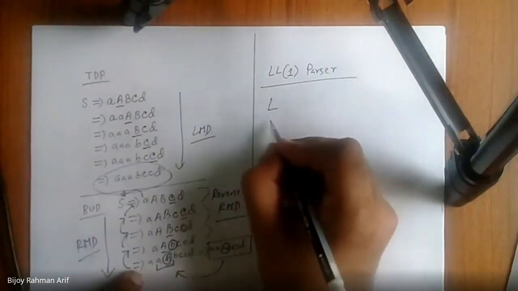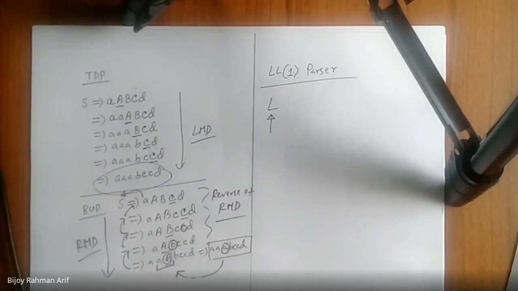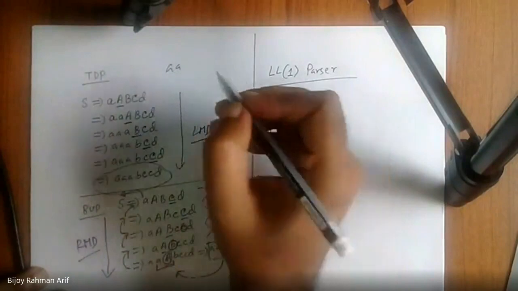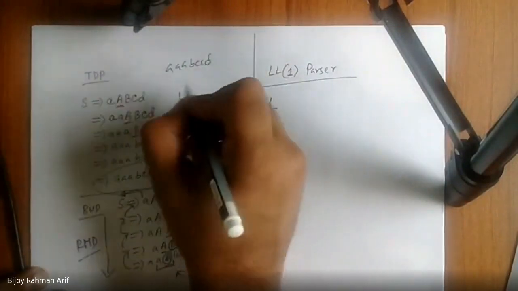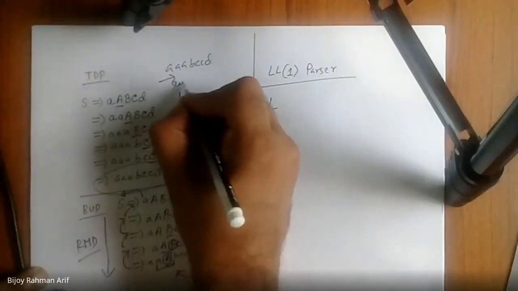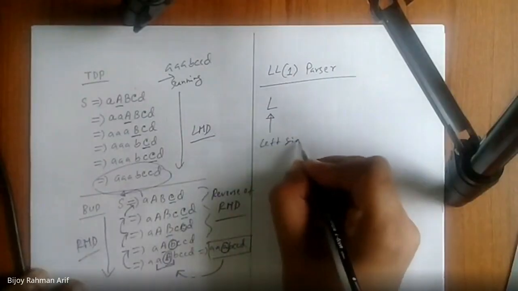So why such a strange name? The first L, what is the meaning of this? Left. So whenever we get a string, A, B, C, D, when you try to derive this one, you are searching from which side? From the right side or left side? Left side. So scanning is happening from the left side. We are reading from the left side. So this first L is nothing but left side scanning.